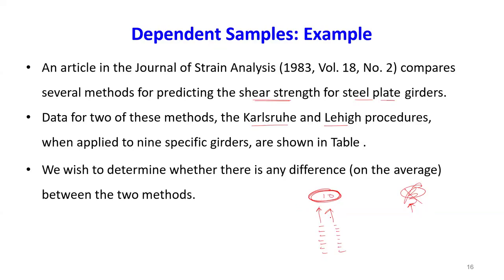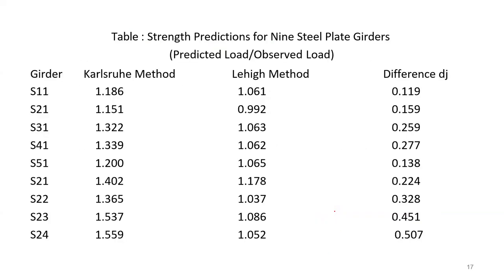Let's suppose 10. Then they have taken these 10 and measured the strength of these steel plates using these two different procedures. Now they want to see whether there is a difference in the average strength or not. So from the first girder, or the steel plate, from this K method, the strength is 1.1. From this other method, it is coming out to be 1.06.